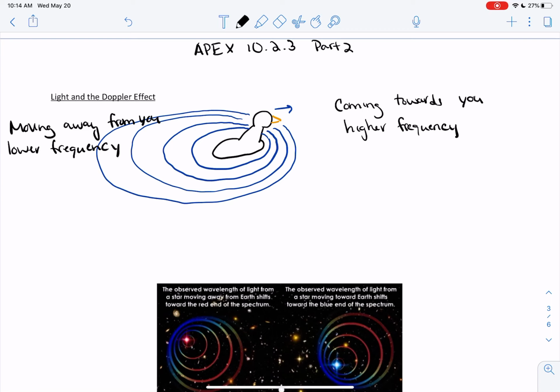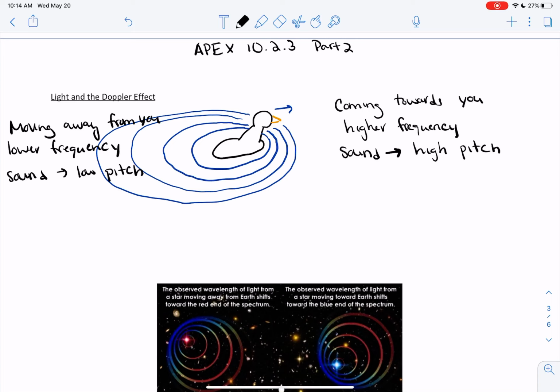So when we talked about sound, frequency was related to pitch. So if it was coming towards you, higher frequency meant high pitch, and lower frequency means low pitch. And that's why if it's coming past you, when it's coming towards you, it's high, ee, and when it's away from you, it's low, ooh. So then it goes past you and you hear eeew, right? So that was what the Doppler effect was for sound.